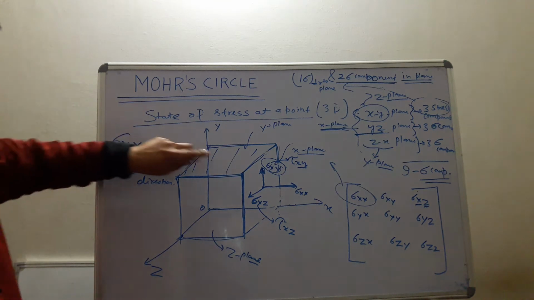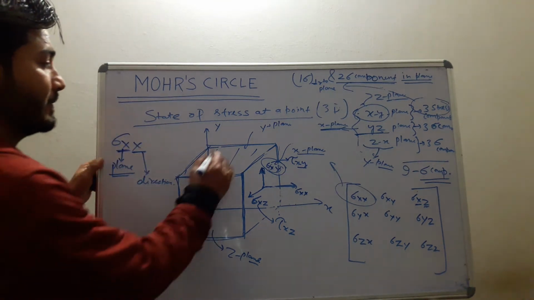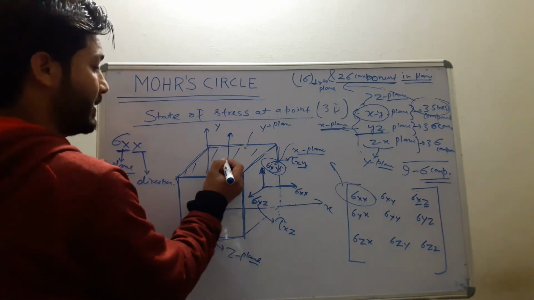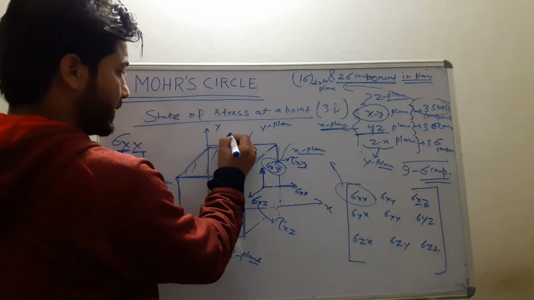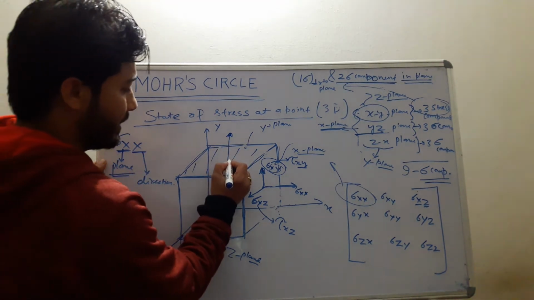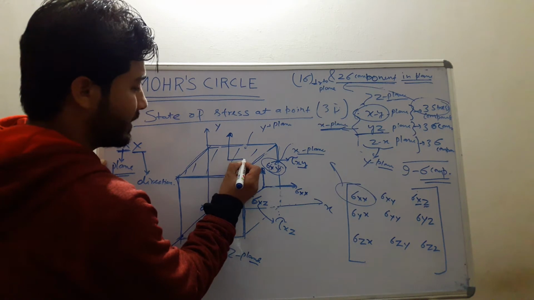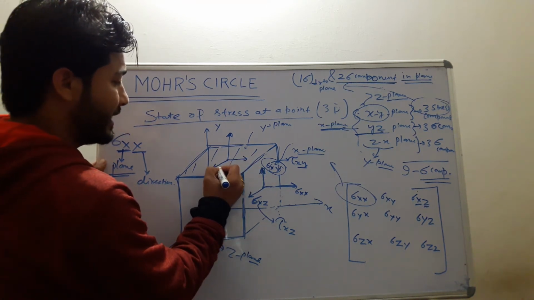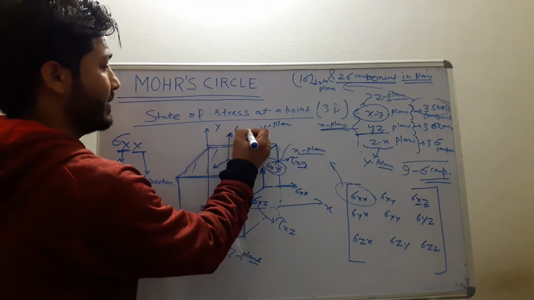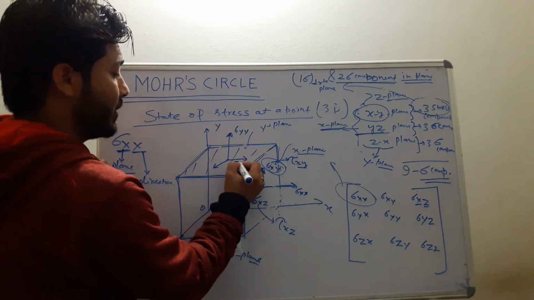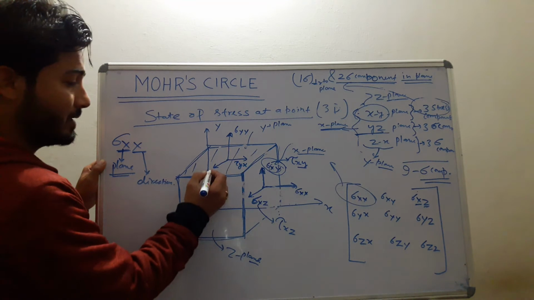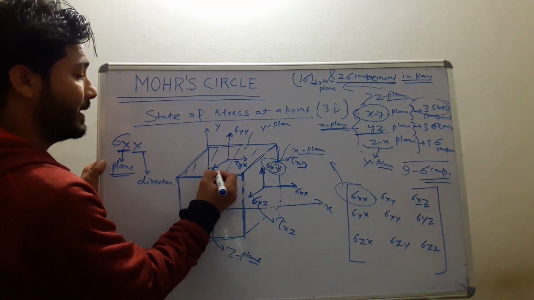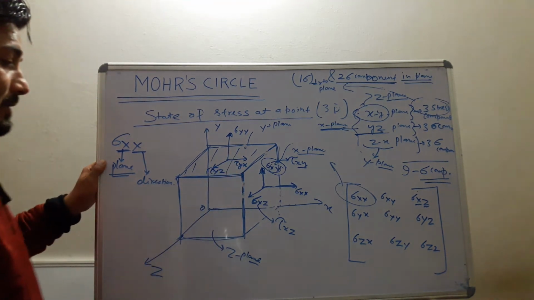Similarly, there will be three components on the y plane. That is the normal component, sigma y, perpendicular to the y plane, and another two shear components: on the y plane in the x direction, tau y in x, and on the y plane in the z direction, tau y in z.